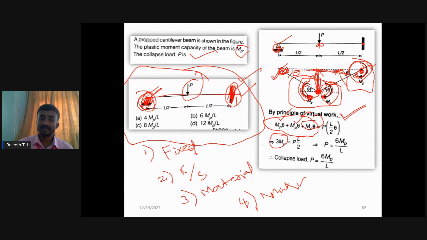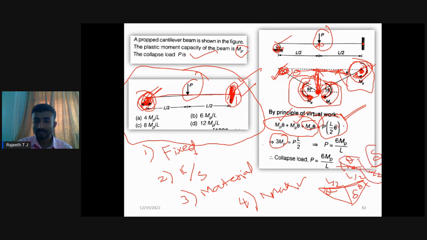On the other side, the external work done, we should take as load into deflection. How to calculate deflection? This is the beam, and this is the deflection. This is L by 2, and this is also L by 2. This is theta, and this is also theta. If you go for tan theta, opposite by adjacent gives delta over L by 2. Since theta is very small, tan theta becomes theta. Therefore delta becomes theta into L by 2. That is what is written here, so this is your delta.